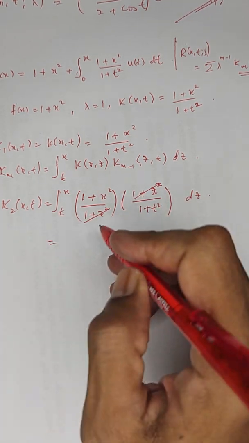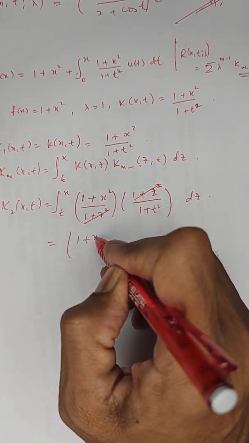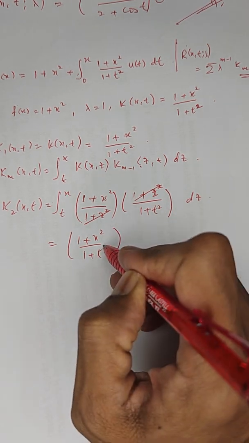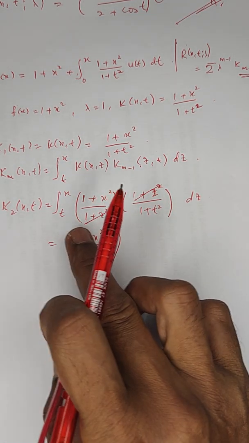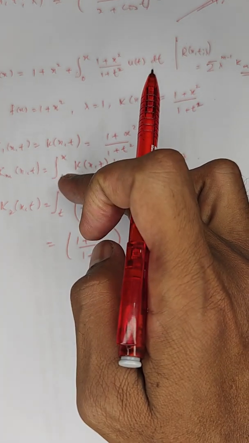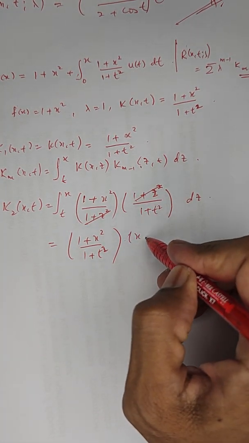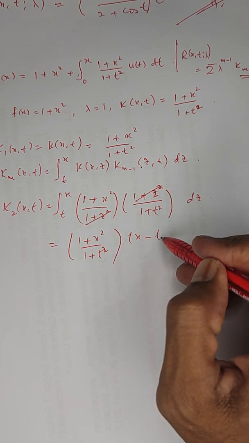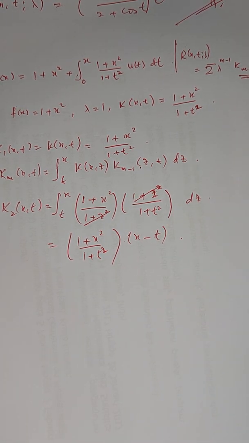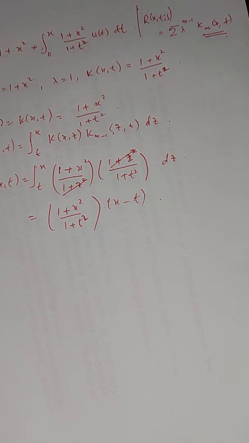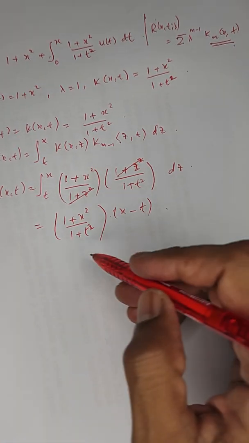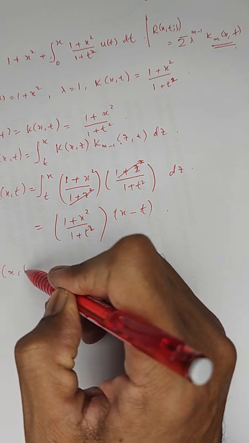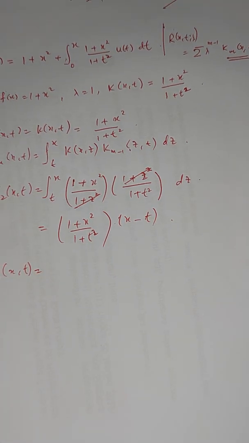So we have (1 + x²)/(1 + t²), then integrate dz from t to x. So we have x minus t. That's k2. You can find k3 by doing the same. K3(x,t), what is k3(x,t)?